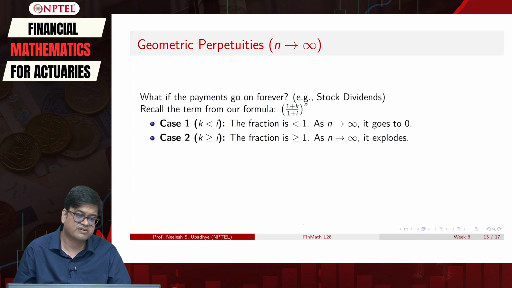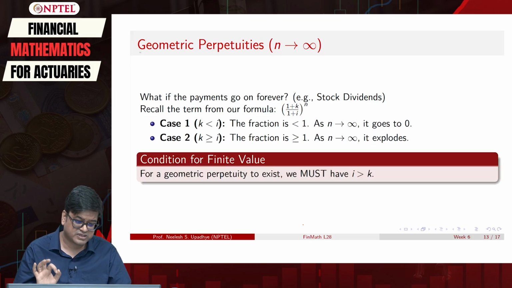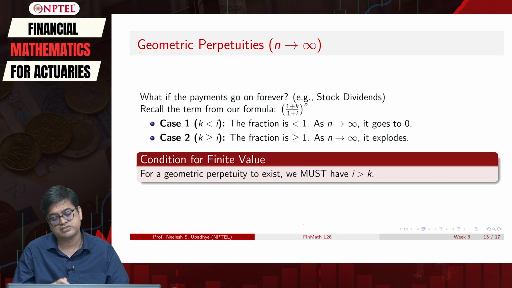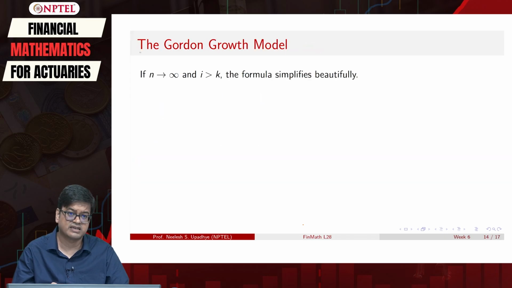If k is greater than or equal to I, we don't have a finite answer. So for the series to have a finite value, I must be greater than k, otherwise I cannot compute. This brings us to one famous model, which is called the Gordon growth model, and when I is greater than k, we can handle that model. The formula will be very much simplified.